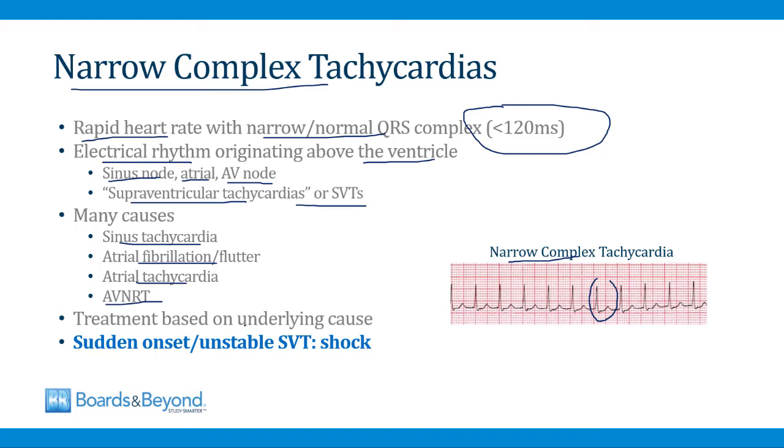The treatment is always based on the underlying cause, and you have to learn how to interpret ECGs to differentiate one of these arrhythmias from another. And once again, in terms of your board exams, if they describe a patient with the sudden onset of an SVT and the patient is unstable, the answer is almost always to shock. That's because many forms of SVT will convert to sinus rhythm if you deliver an electrical shock. And so that's what you want to do when someone is unstable with a sudden onset SVT.